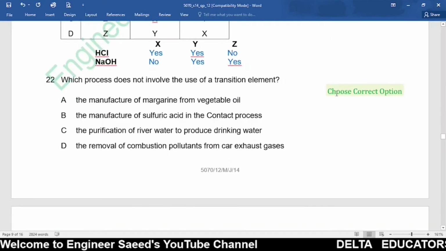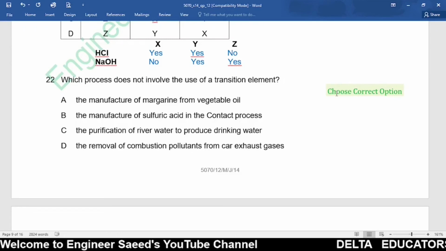Question number 22. Which process does not involve the use of a transition element? Option A. The manufacture of margarine from vegetable oil. In the manufacture of margarine from vegetable oil, we have to use a catalyst, nickel, and nickel belongs to the transition elements. So A is incorrect. B. The manufacture of sulfuric acid in the contact process. In the contact process, we have to use a catalyst, vanadium pentaoxide, and vanadium is a member of the transition elements, so B is also incorrect.